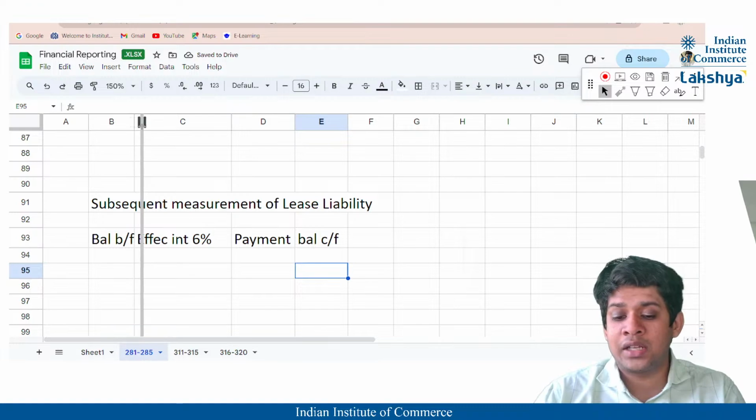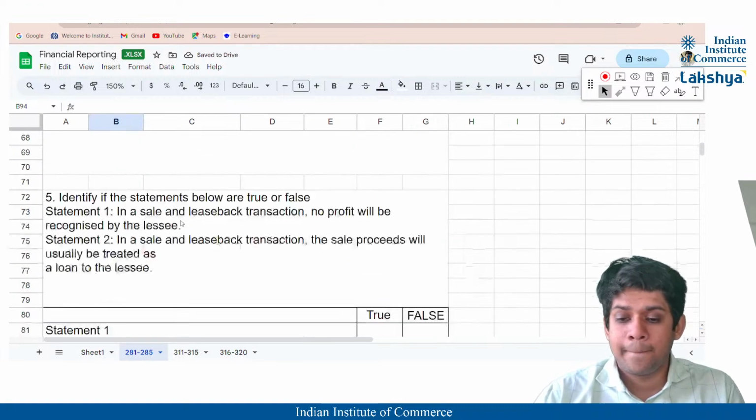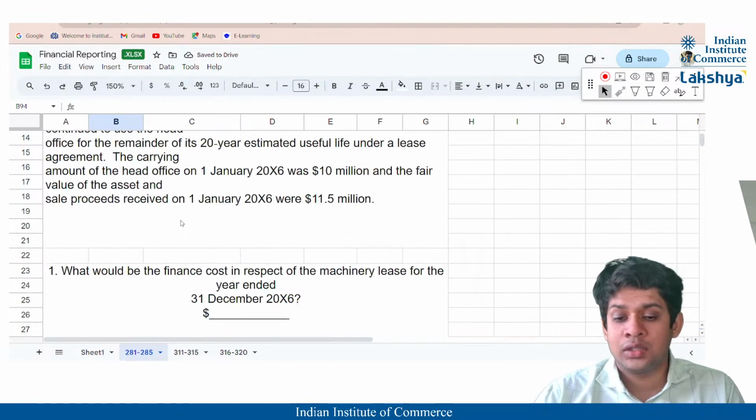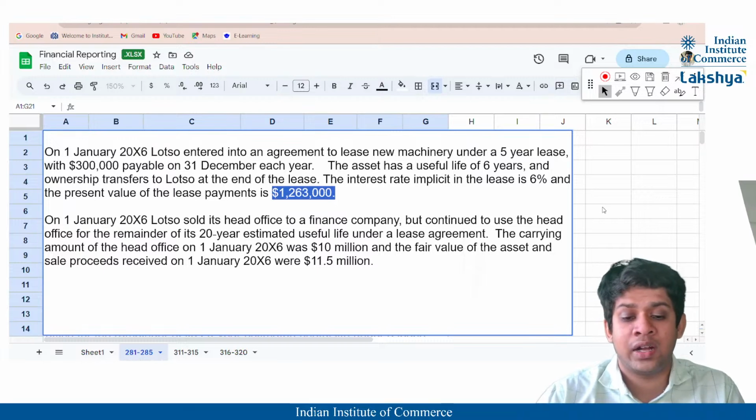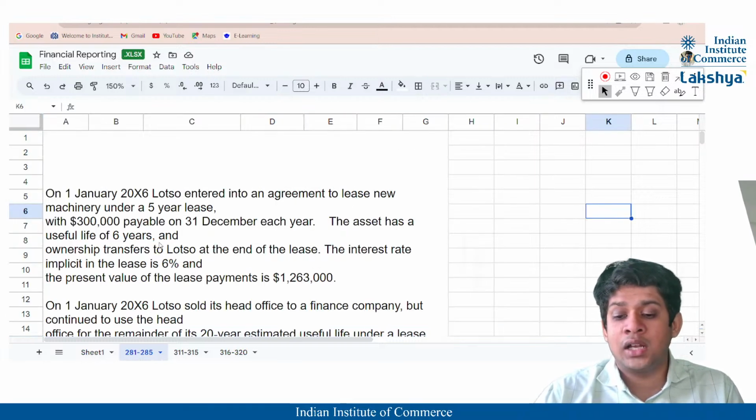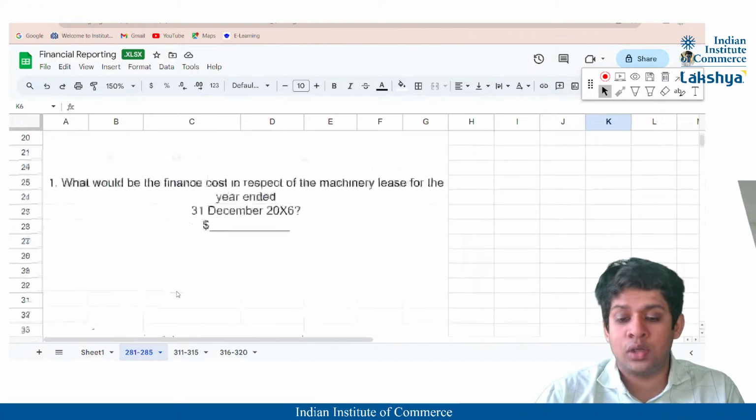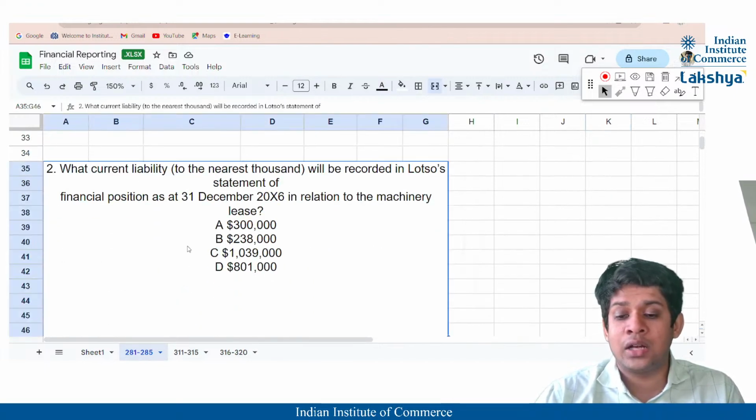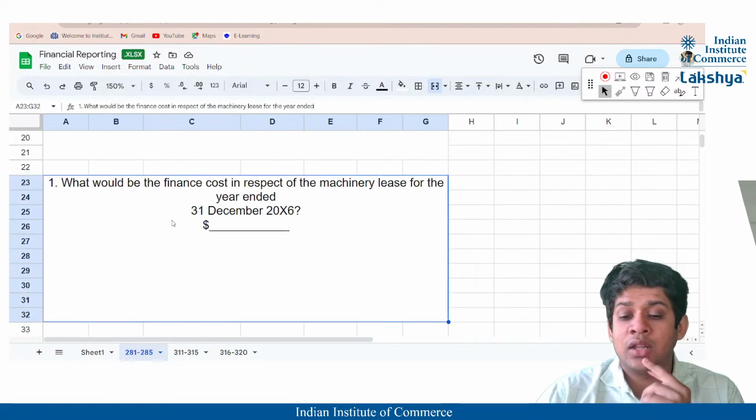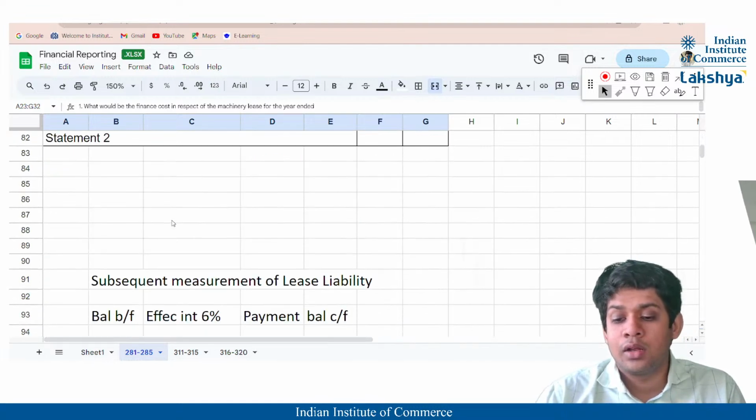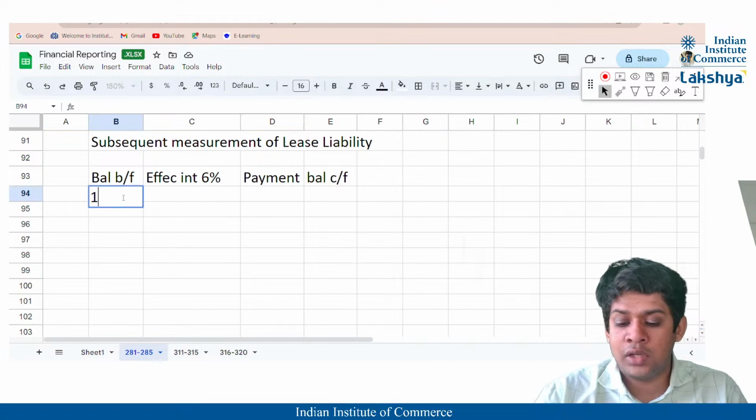So let us firstly look at the balance which is brought forward. That is the initial liability, the lease liability. The present value of the lease liability, guys, is nothing but $12,63,000, which is provided to us. The lease agreement has been entered into on 1st January 2016, and they are asking us to calculate the finance cost that will be charged at the first year end. So balance at the start of the year is 12,63,000.